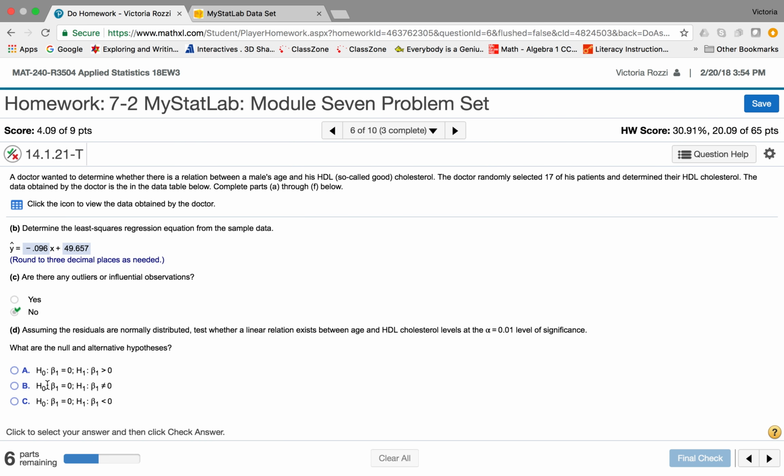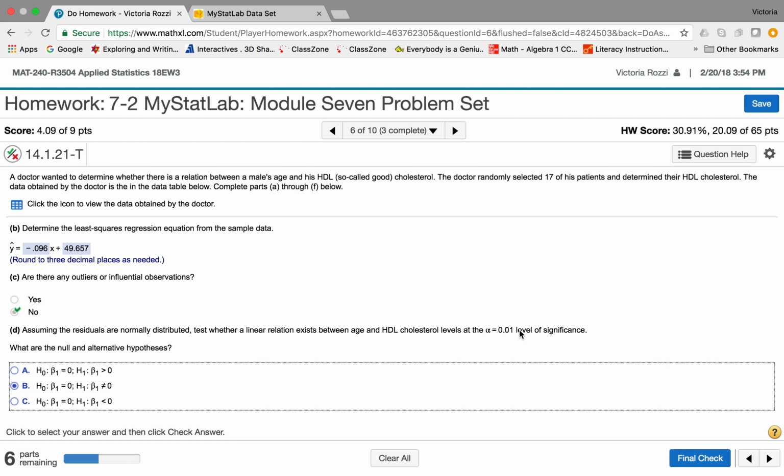Beta 1, this little weird B-looking thing, is your slope. So we want H naught: beta 1 equals 0 as your null hypothesis, and your alternative hypothesis is that beta 1 is not equal to 0. And that will always be your hypothesis when you're testing a linear relationship.